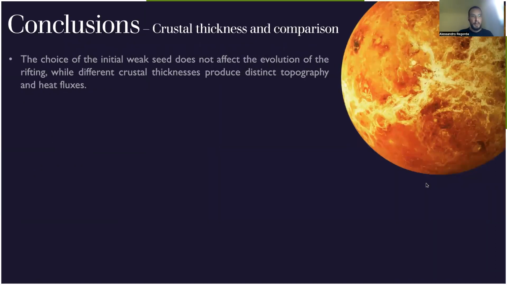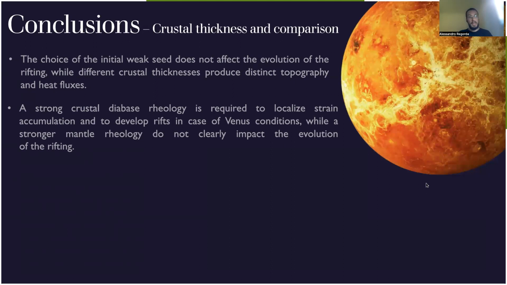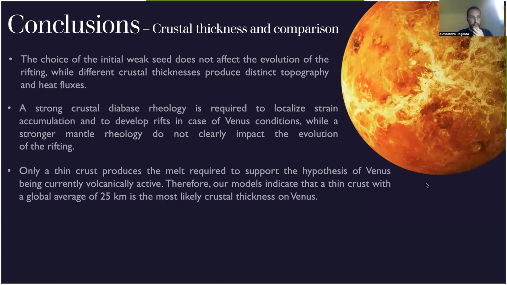So to conclude, we saw that the choice of the initial weak seed does not affect the evolution of the rifting, while different crustal thicknesses produce a distinct topography and heat fluxes. So the crustal thicknesses have an important effect. A stronger crustal diabase rheology is required to localize strain and to develop rift in case of Venus conditions, of course, while a stronger mantle rheology does not clearly impact the evolution of the rifting.